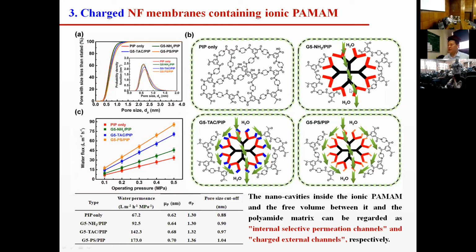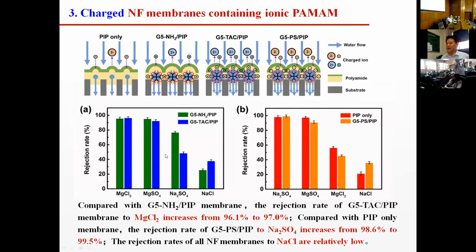From this figure, we can imagine what the water permeation route is. In this structure, water can permeate through inside the pores of the PAMAM, and also through the interface pores. We call the interface between the particle and the matrix. So there are two water permeation routes. These two permeation routes will yield a higher water flux property.